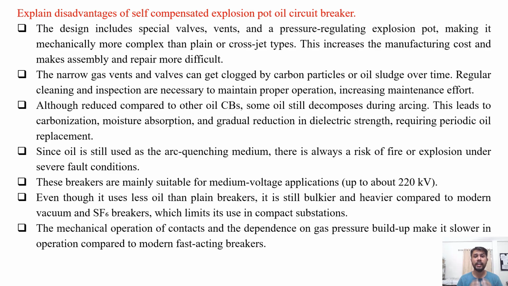The narrow gas vents and valves can get clogged by carbon particles or oil sludge over time. So regular cleaning and inspections are necessary to maintain proper operation, increasing maintenance effort. Although reduced compared to other oil circuit breakers, some oil still decomposes during the arcing. This leads to carbonization, moisture absorption and gradual reduction in dielectric strength, requiring periodic oil replacement. Now since oil is still used as the arc quenching medium, there is always a risk of fire or explosion under severe fault conditions.